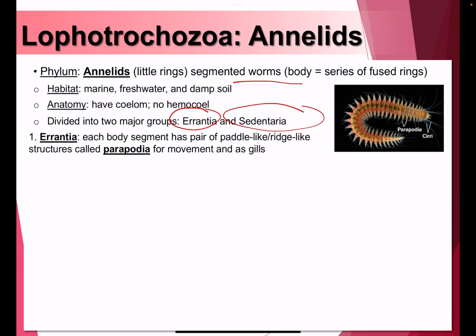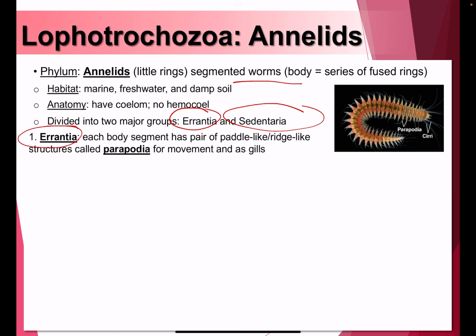And by their name, you already know their movements, because Sedentaria sounds like sedentary, which means they don't move very much or move very slowly. Errantia kind of sounds like erratic, so they move kind of faster and they're more freely moving in general.